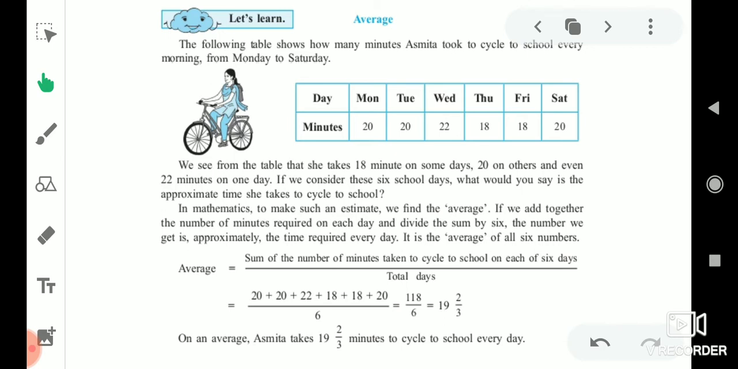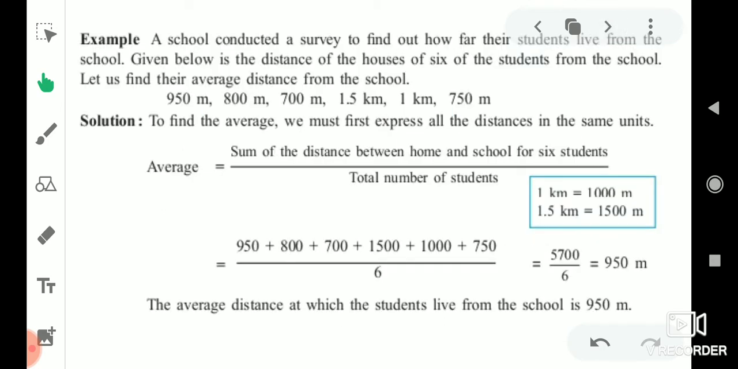Means we will simply add all the values and divide by the total number of values. Let's take another example. A school conducted a survey to find out how far their students live from the school. Given below is the distance of the houses of 6 students from the school. Let's find the average distance from the school.